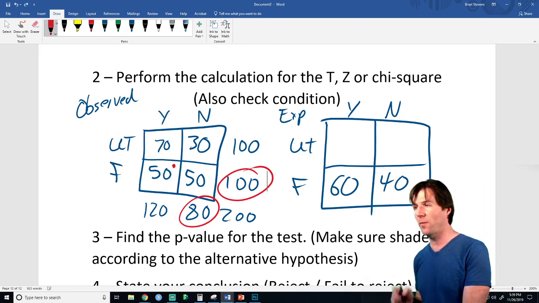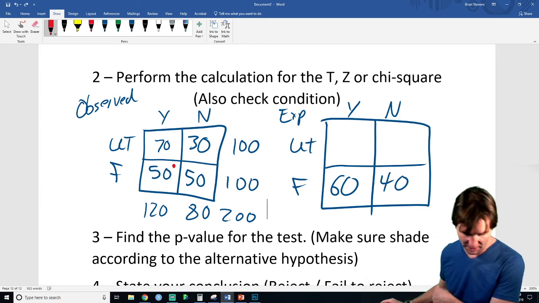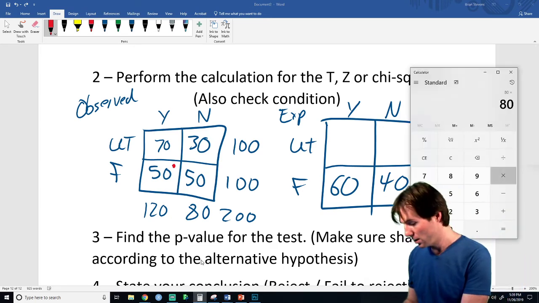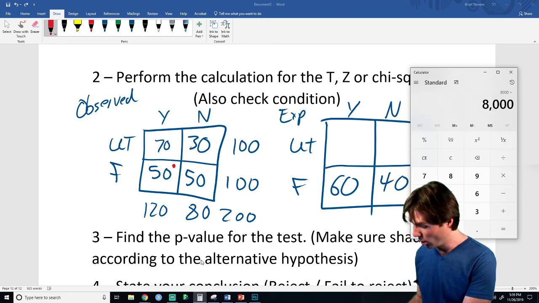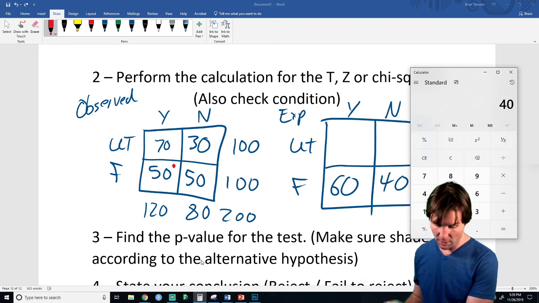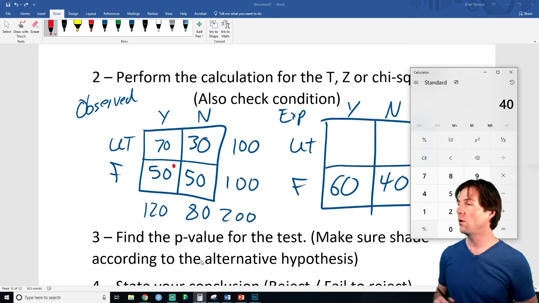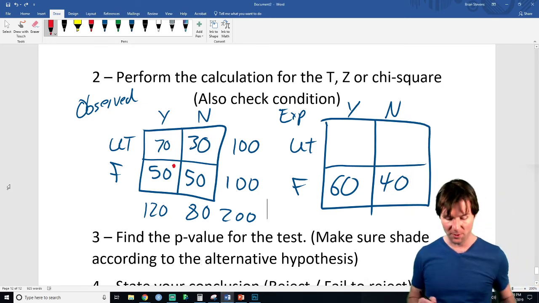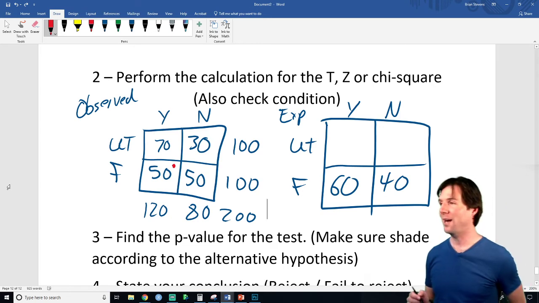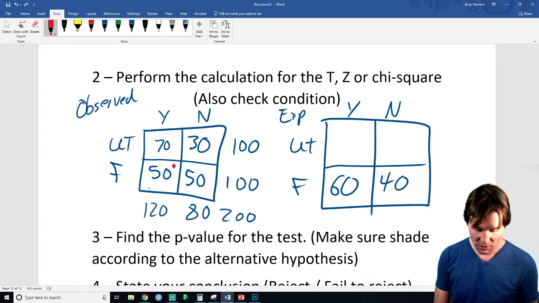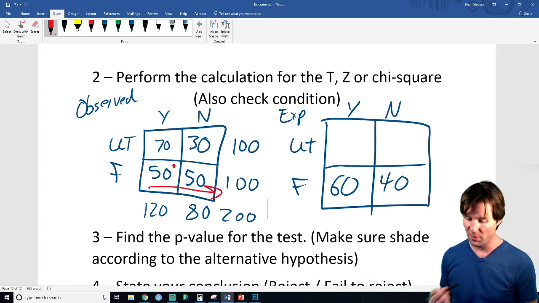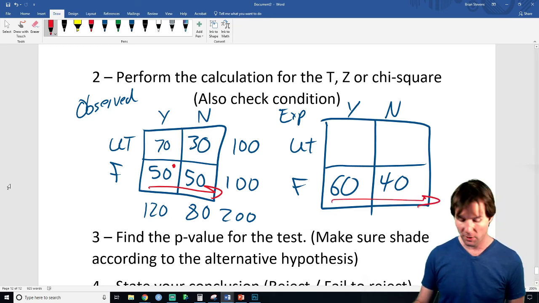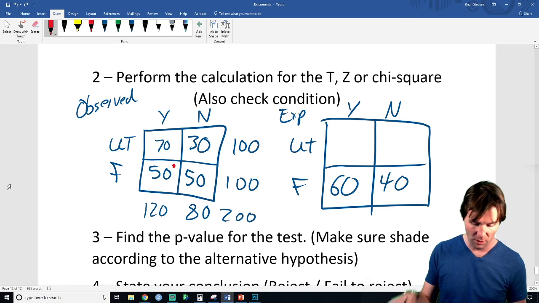We're going to double check the mathematics just in case I maybe made an error. Hopefully I didn't. But let's see. 80 times 100 over 200 is 40. How did I know that? Well, think about this. What do these numbers have to equal up to? 60 and 40 have to equal 100. So since I knew 60 and 40 or 50 and 50 equal 100, I know 60 and 40 have to equal 100.